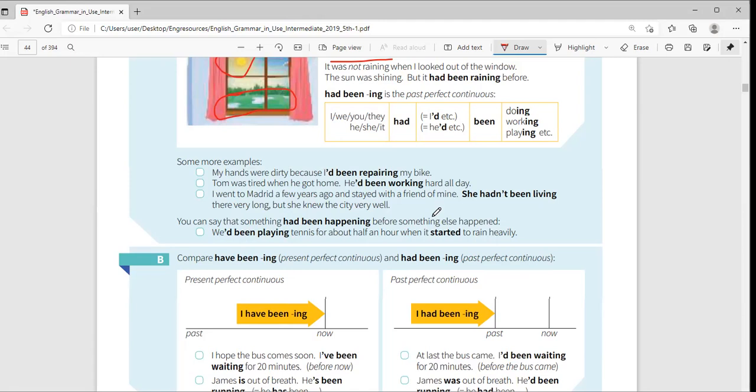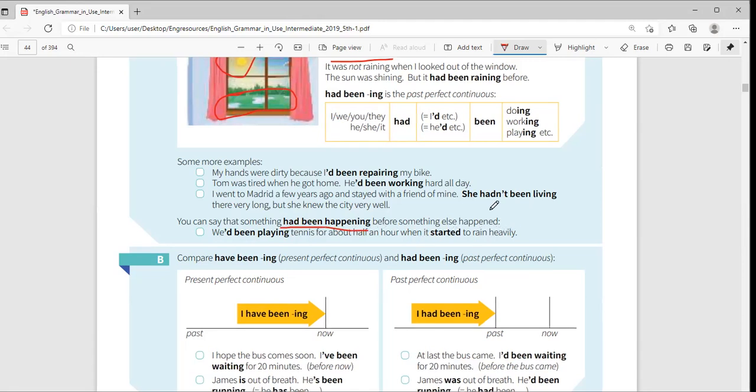I went to Madrid a few years ago and stayed with a friend of mine. She had not been living there very long, but she knew the city very well. Remember, you can also have negative sentences, not only positive. So you can say that something had been happening before something else happened.